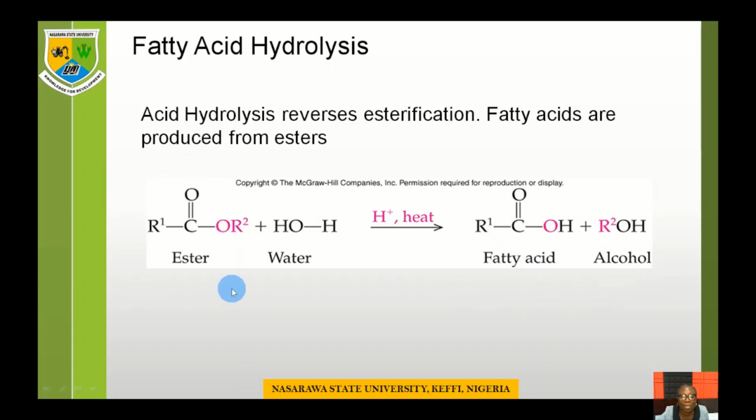Instead of the ester that we had before, we can hydrolyze this, and then you add hydrogen back to the ester to form fatty acid, and then the alcohol is released. So you have fatty acid and alcohol. That is the end product of fatty acid hydrolysis.